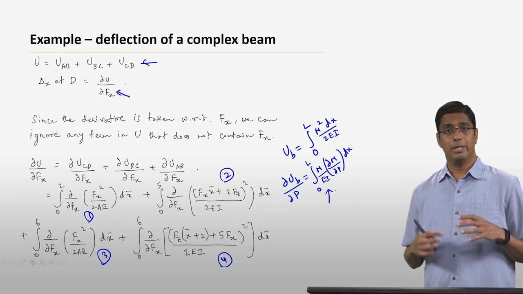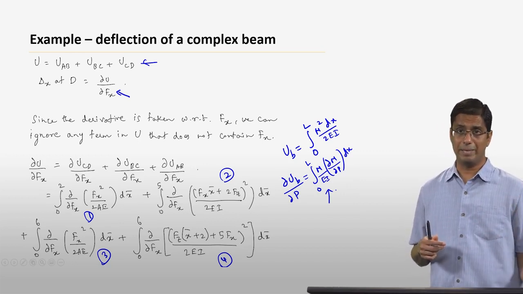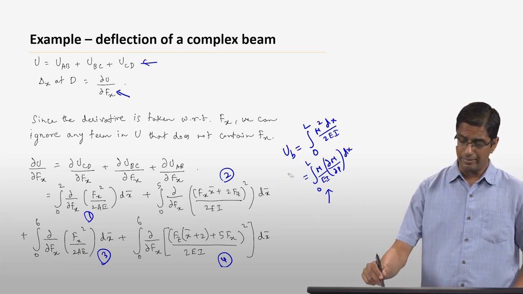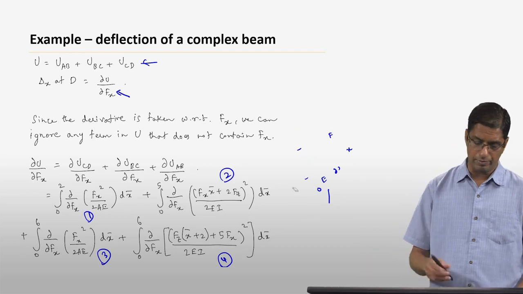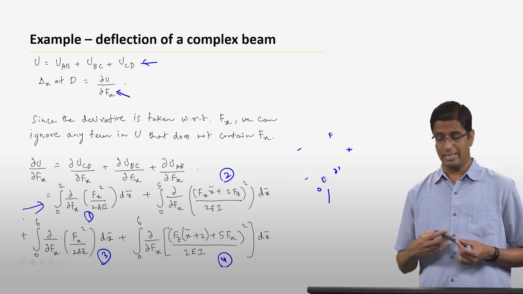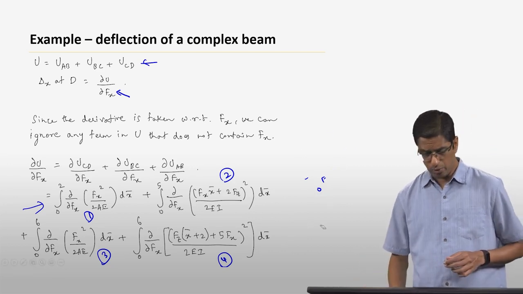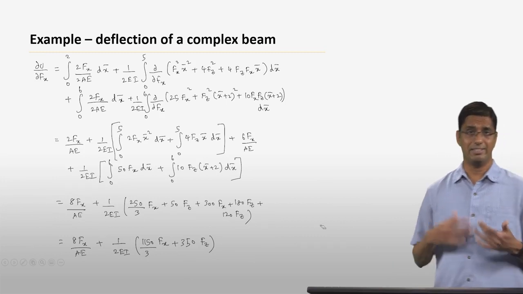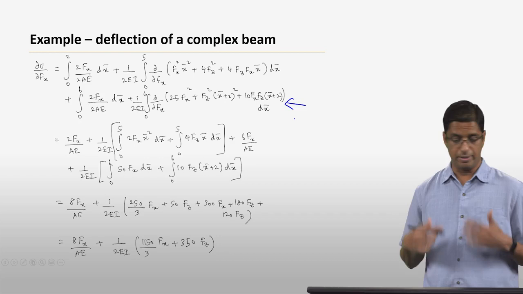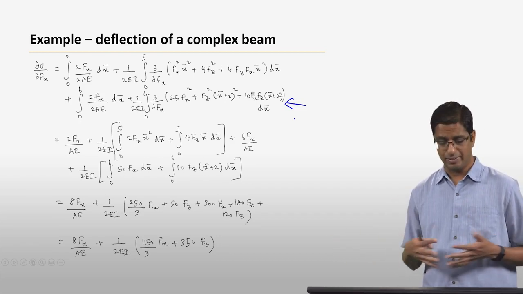But in this case it is not going to be that simple, because you have contributions from both bending moment as well as axial deformation. So we have to take the derivative of each one of these terms that I just mentioned separately with respect to Fx. That is something you must keep in mind. Anyway, it is not very difficult. It is just a lot of algebra, which I have already done here. You put in all the terms, expand it out, and then take the derivatives.